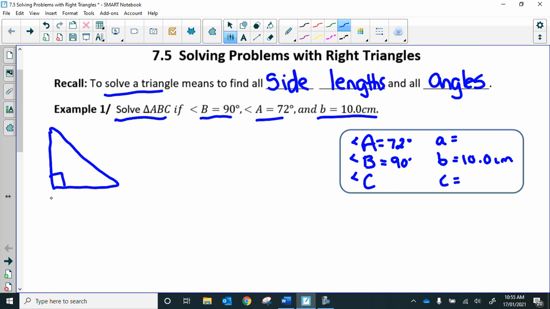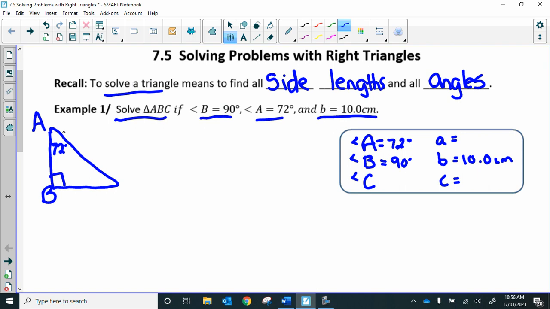Angle B is 90, so I know this is big B. That's 90 degrees. Angle A is 72, and again, we're just going to pick an angle here. I'm going to call this one A, and I know that's 72. Now, if you were doing this on your own or you had a textbook question like this, you could call the other angle, angle A, and label that as 72. You're going to end up with the same answer. And the other piece of information we have is b is 10 centimeters. So you need to figure out what side is actually little b.